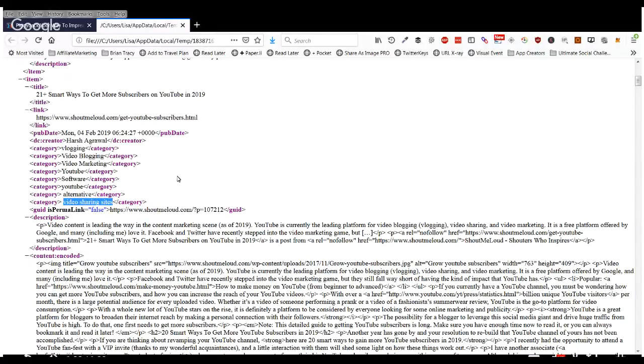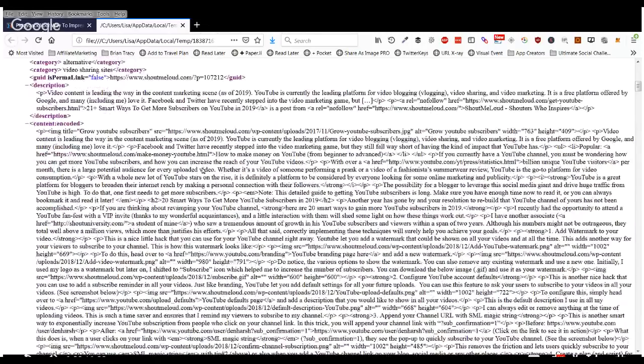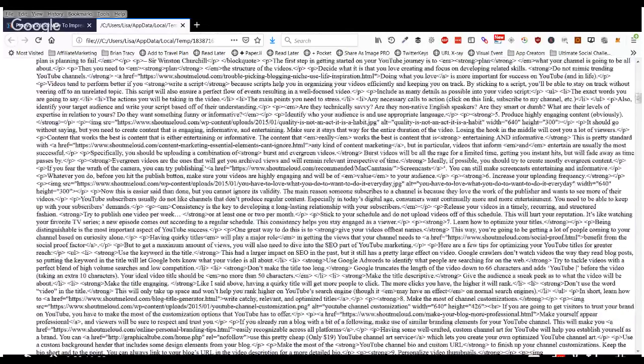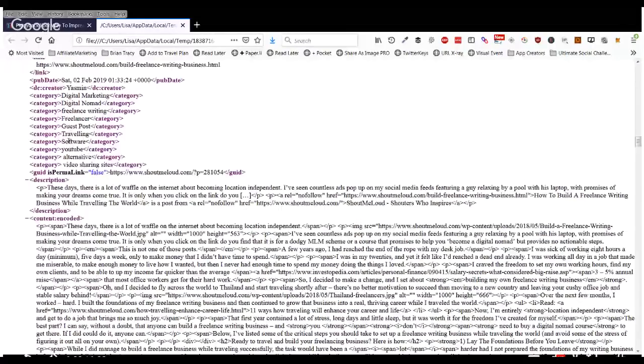So it's using a combination of category and tags, and so it's another way that it aggregates and gives you more relevance. So it's doing that for each of the feed items like the next one, digital marketing, freelance writing, software, YouTube, alternative, and video sharing. Those are all my tags.